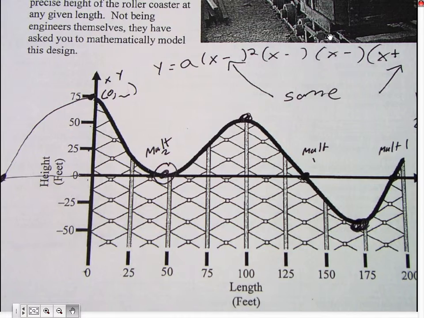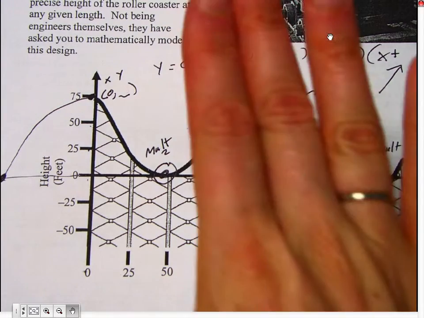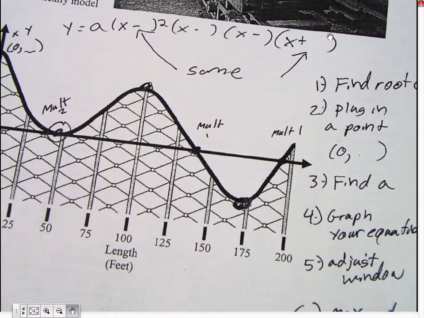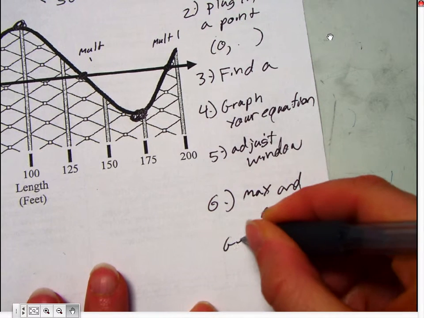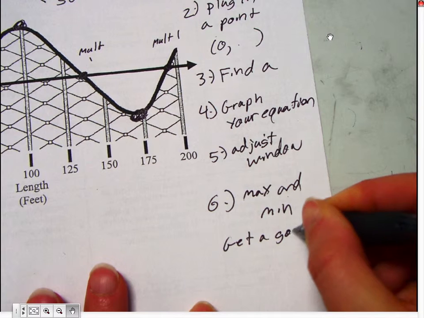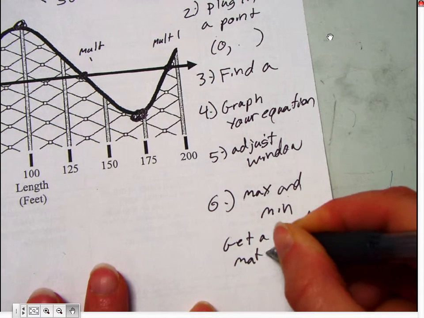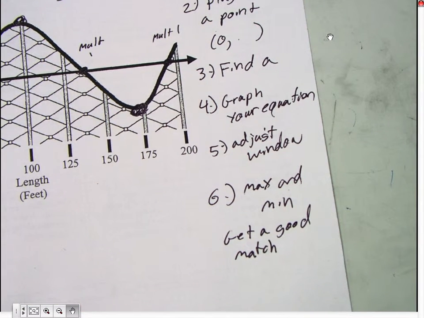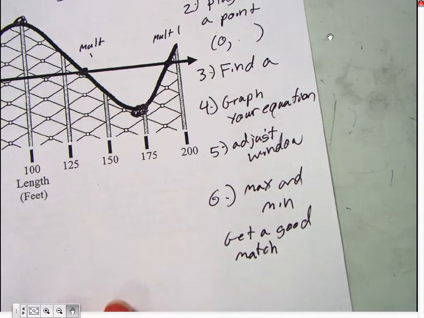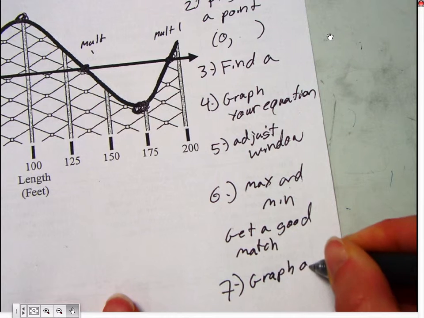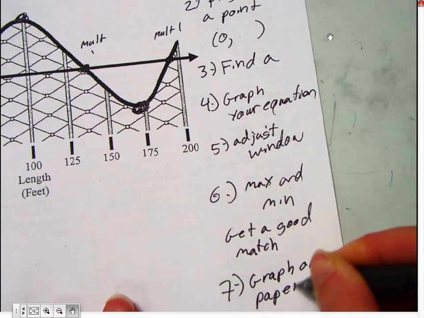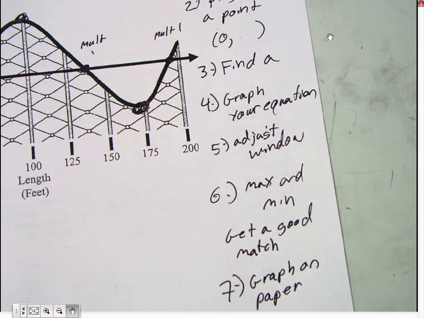Okay? So, your goal in class, after you find your max and mins, let's say you get a good match. I don't know anybody who didn't have to adjust a little bit, who got them right off the bat. So you might have to adjust. You're going to graph it on paper. You're basically copying what's on your calculator onto your graph paper. Okay? Once you have that, then you can work on your write-up.